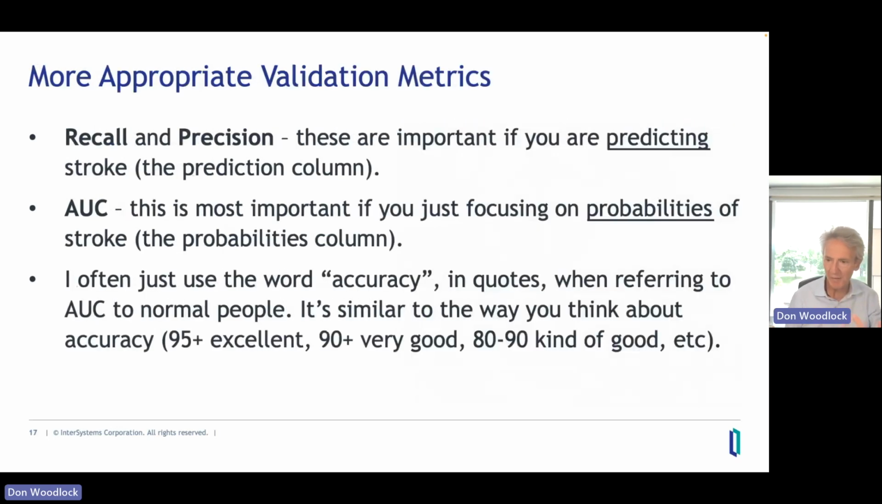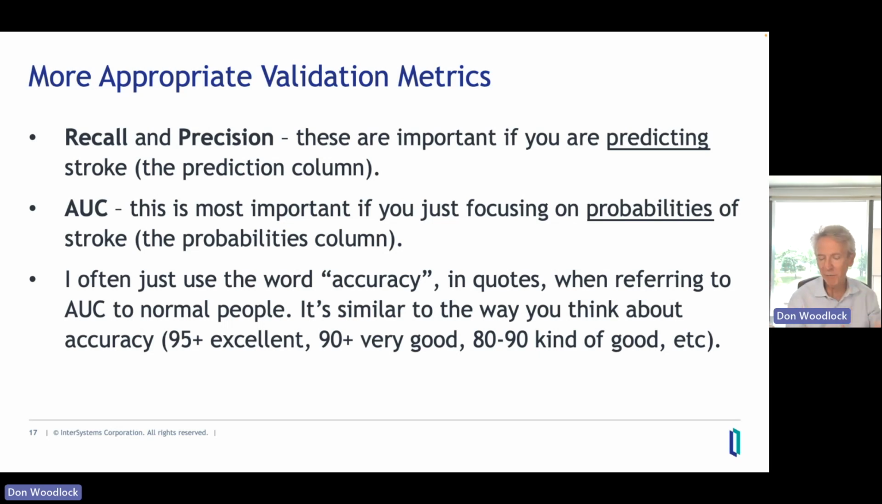There are a couple of other metrics which are more important for this kind of problem and are useful for all problems, actually. Recall and precision, which I'm going to describe in a moment, are very popular metrics, especially if you're predicting whether somebody has a stroke or not. In our case, we're focusing on probability of stroke for our patient census list. The metric that most people use there is called area under the curve, or area under the ROC curve, the receiver operator characteristic curve. I'll describe a little bit about that as well.